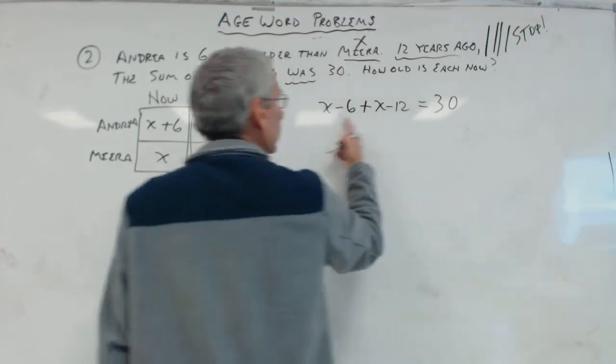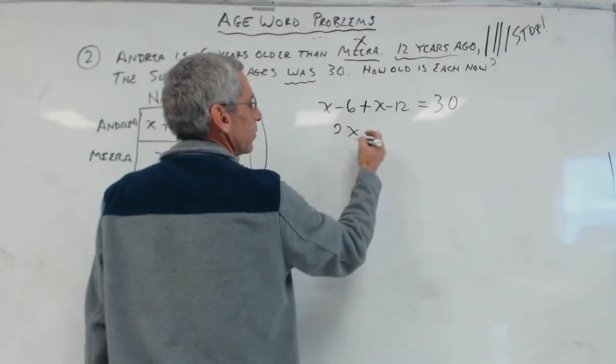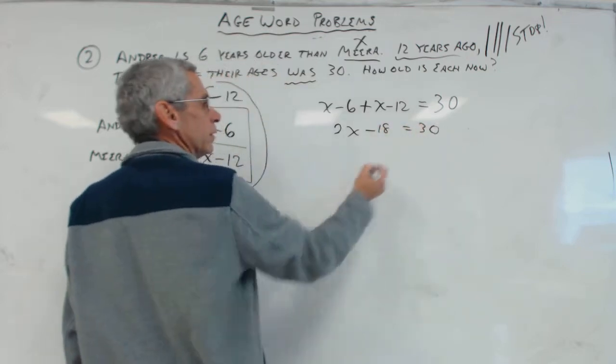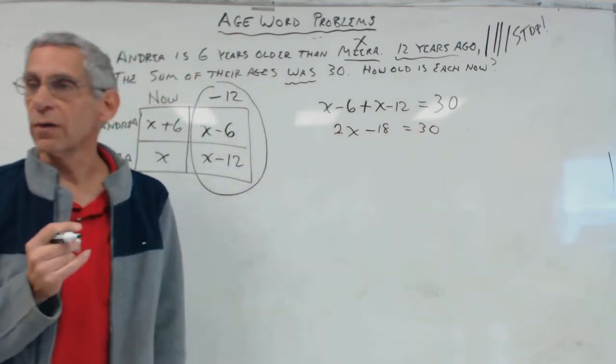So what do we have? X plus X is 2X. Minus 6 and minus 12 is minus 18, right? Equals 30. Plus 18. Where did I get that?